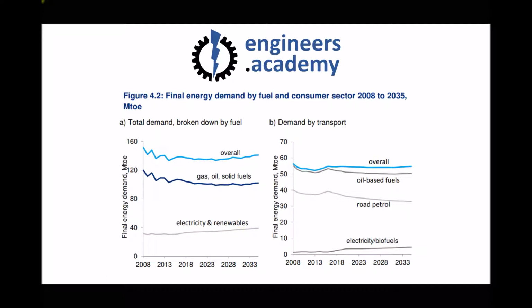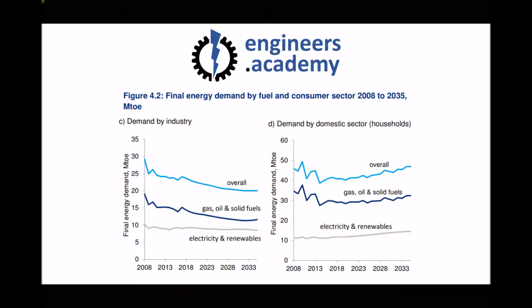We'll just take a look at a couple more sectors. Here we have the demand by industry, and as we said, heavy industry tends to be declining. Therefore, the use of gas, oil and solid fuels is declining, and the use of electricity is remaining relatively flat, but with a very slight decline.